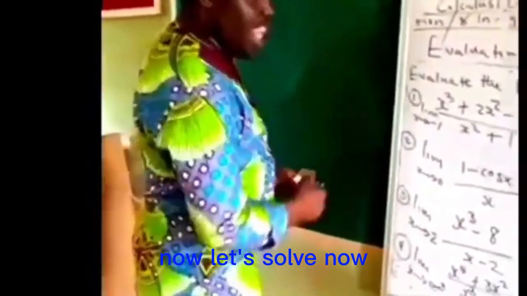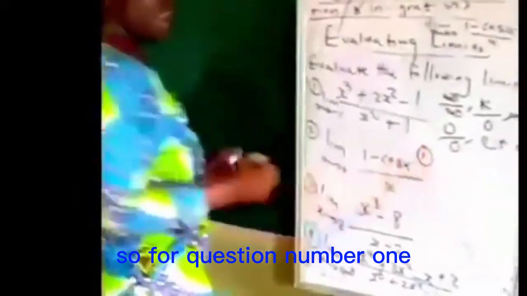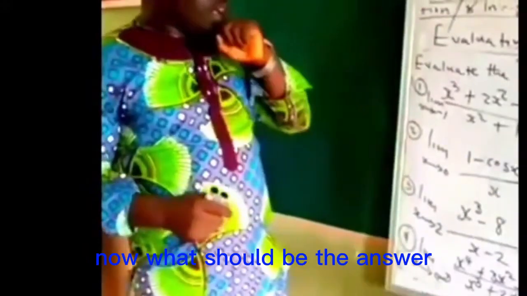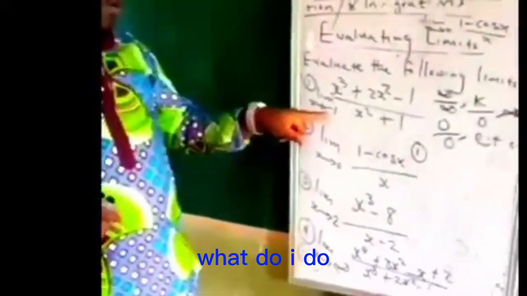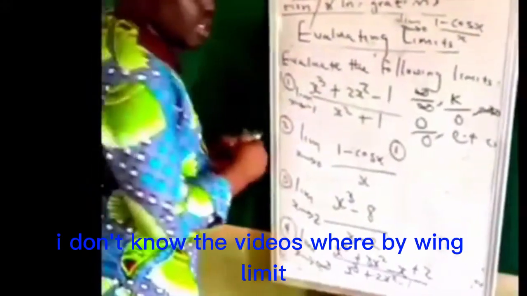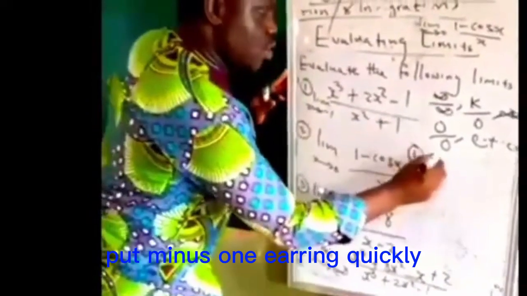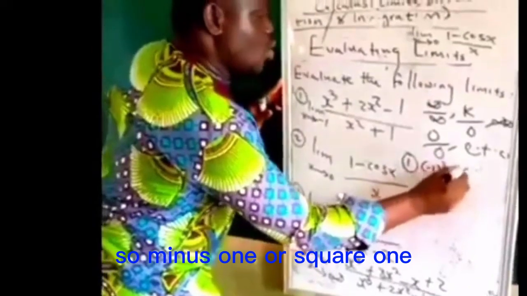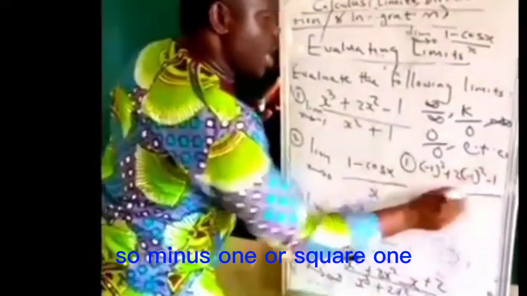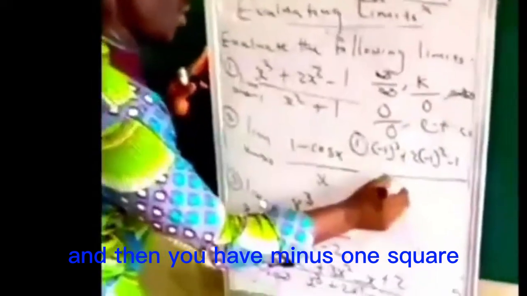Now, let's solve now. So for question number 1, my friends watching will tell me what the answer can be. Now, what should be the answer? I will test. I don't know the various ways by which a limit can be evaluated. Put -1 here quickly. 2 minus 1 all squared, and then you have -1 squared.